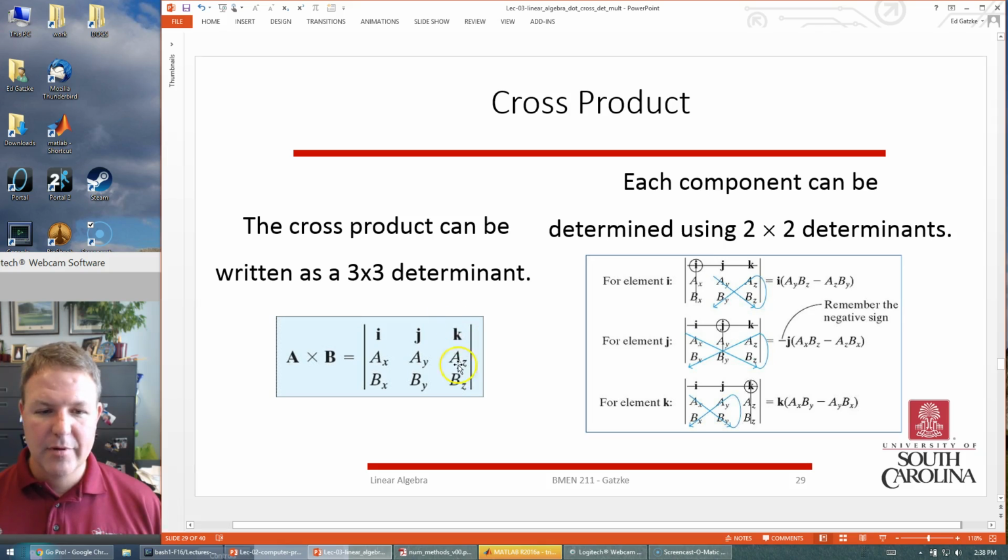And we set that up with the elements of A: the x element of A, the y element of A, the z element of A, the x element of B, the y element of B, the z element of B. And then we do the same thing with the determinant.